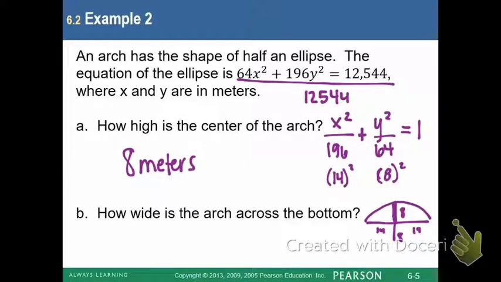And then the second part, how wide is the arch across the bottom? So that would be all the way across. So I have 14 left, 14 right, so a total of 28 meters wide.